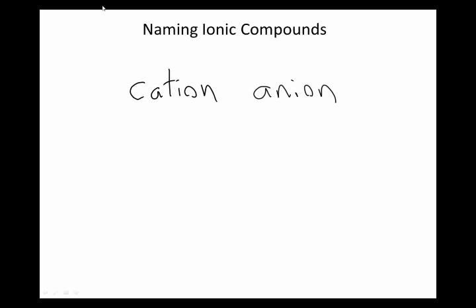And all we do to name an ionic compound is we name the cation and we name the anion. We don't even have to say how many of each are in the formula because that becomes apparent. So I just name the cation, name the anion. So in order to do that properly, we have to talk about how to name cations and anions.